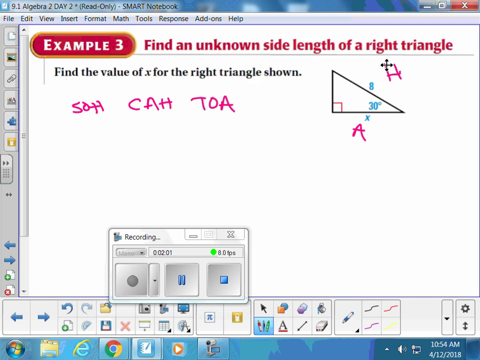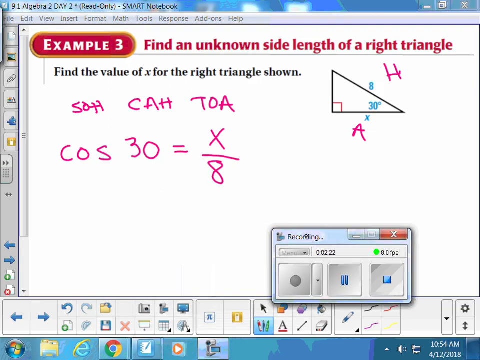So everybody should be selecting cosine. Here's how the setup would look. You want to take cosine of your angle. So your 30 needs to be right here. You never want to put a side measurement beside a cosine, a tangent, or a sine. So cosine of your angle 30 degrees equals adjacent over hypotenuse. And that is your setup.